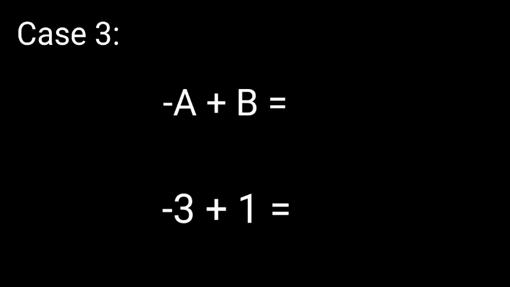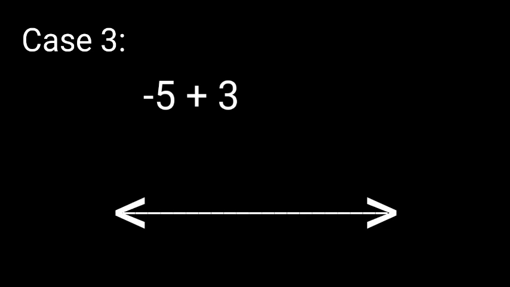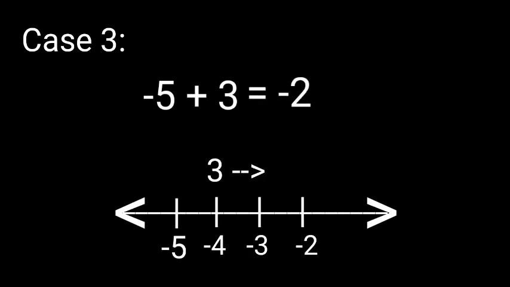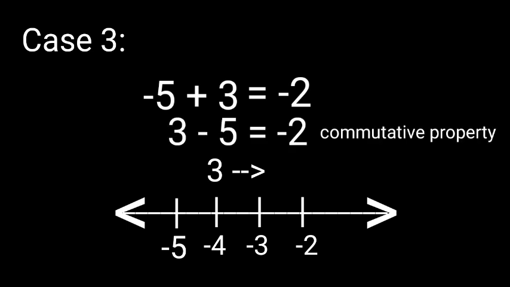Now let's go to case 3. In this case the first integer is negative. Here is the problem: -5 plus 3. In the number line we start with -5 and move 3 to the right because 3 is positive, so we got -2. We can write -5 plus 3 as 3 minus 5 by using the commutative property of addition.